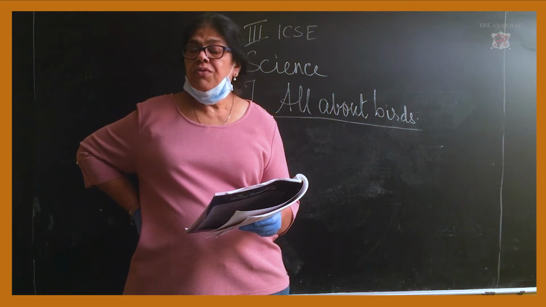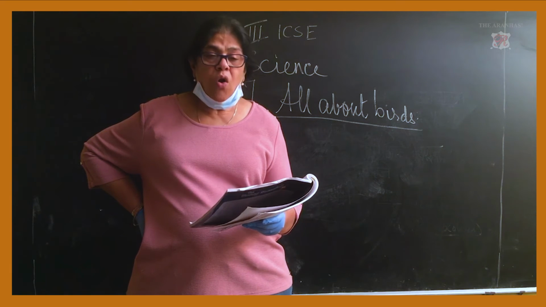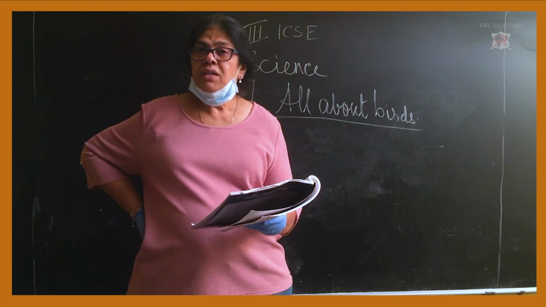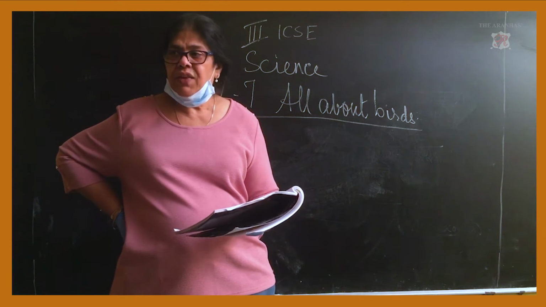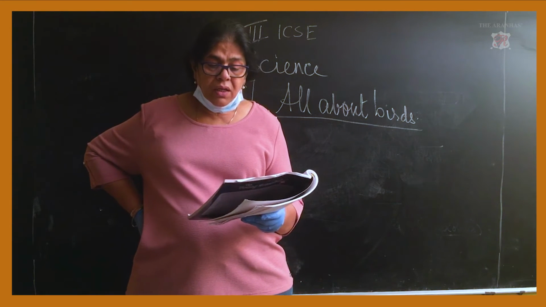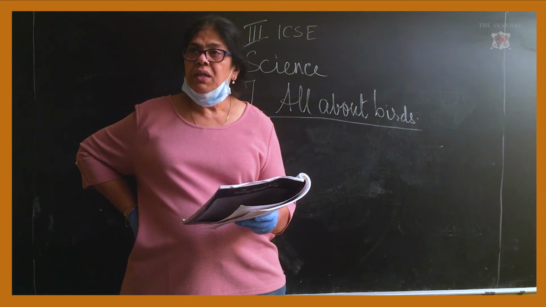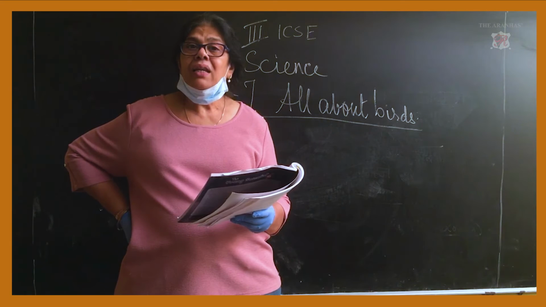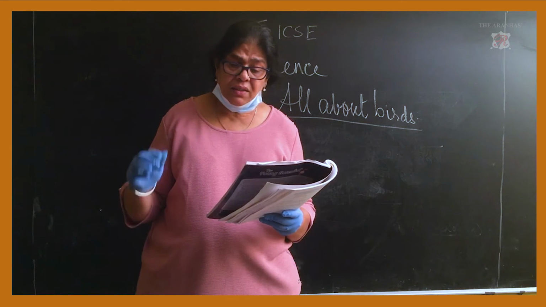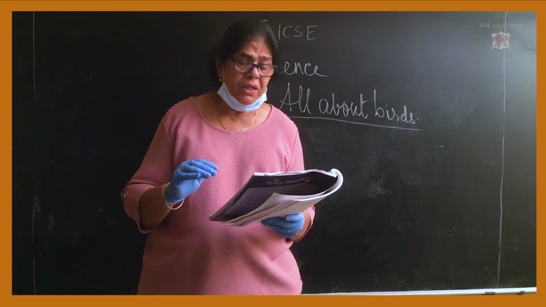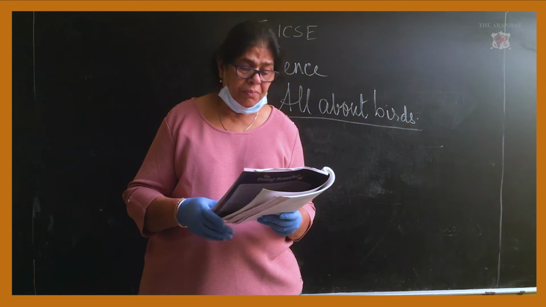So let's read about the three types of feathers that birds have. First, birds have long, flat feathers, which are called flight feathers. They are called flight feathers because they help the bird to fly. They are found in the tail and in the wings of the bird. When the birds are flying, the flight feathers help them to fly.